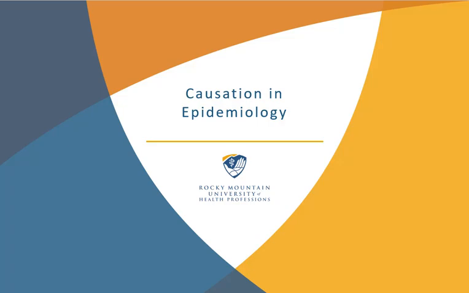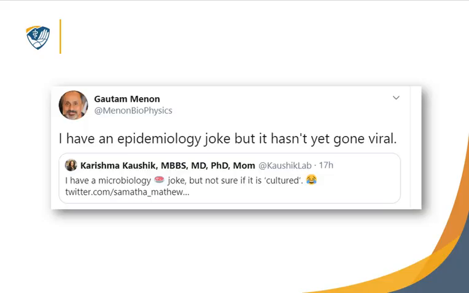This week we are looking at Chapter 5 in the textbook. This chapter is called Causation in Epidemiology.